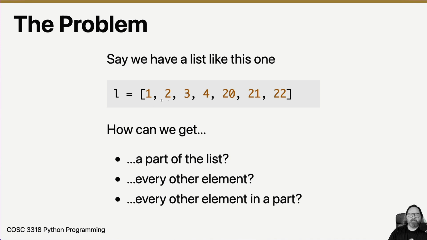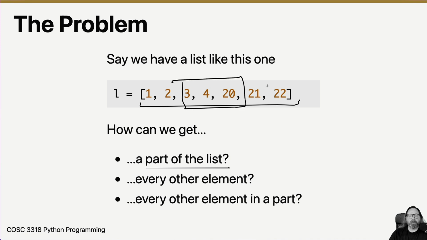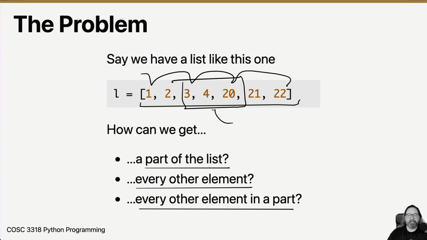So let's say I have a list like this, 1, 2, 3, 4, 20, 21, and 22. For some reason, whenever I type a list, it's always in order. It's harder for me to write a list that's not in order. So how can we get a part of this list? Let's just say I want these middle 3, for example, or I want every other element in a list. So I want 1, 3, 20, 22, or I want every other element inside this part, so just 3 and 20. How can I do that easily?